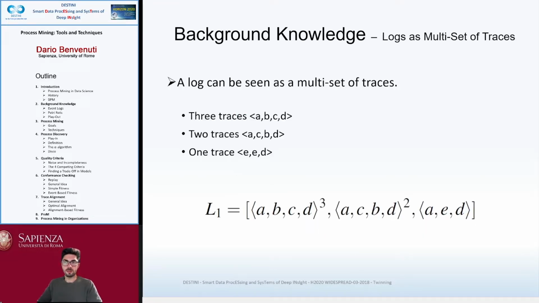We will look at a lot of logs during this hour, but we will always see them in this form, which is quite simple for us to have while we look at models and techniques. And in this form, we can see that it's expressed as a multi-set of traces. For example, here we have three traces composed of activities A, B, C, and D, two traces composed of activities A, C, B, and D, and only one trace composed of activities A, E, and D.